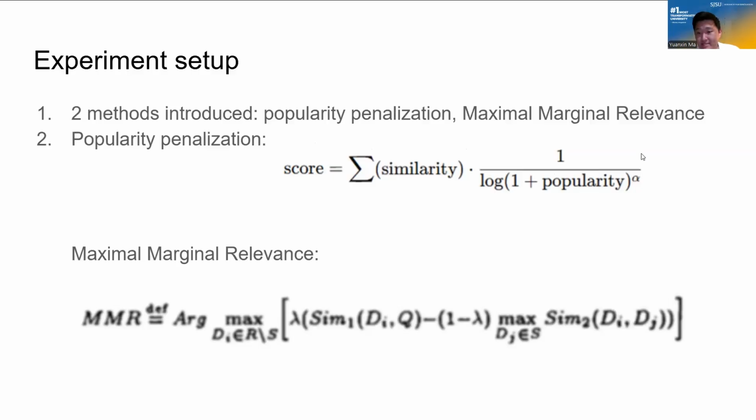And then it is raised to the power of alpha, where alpha is something we can control. If we want to give more weightage to popularity, we increase the value of alpha. And if we want more novelty, we decrease the value of alpha.